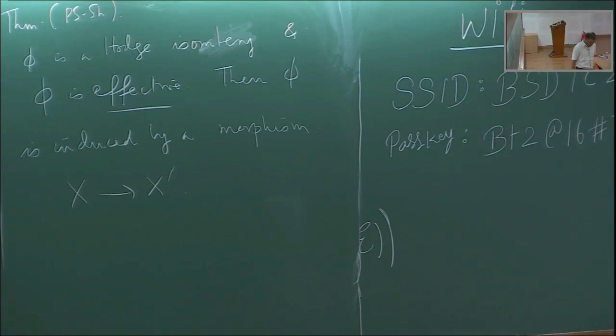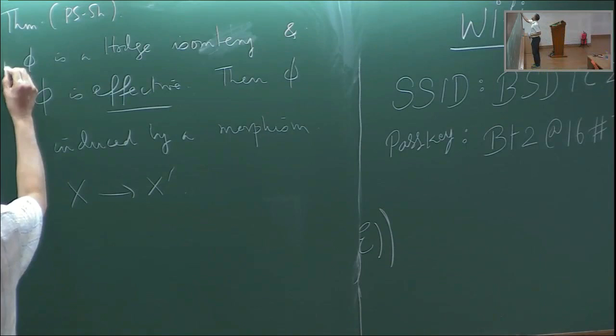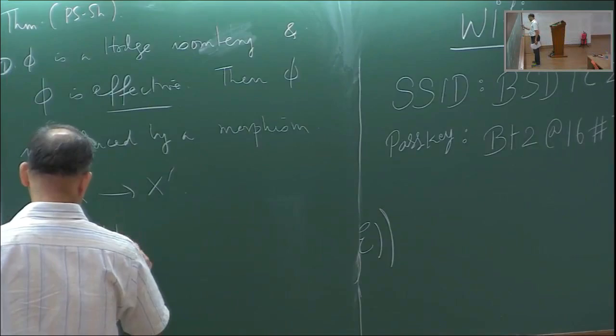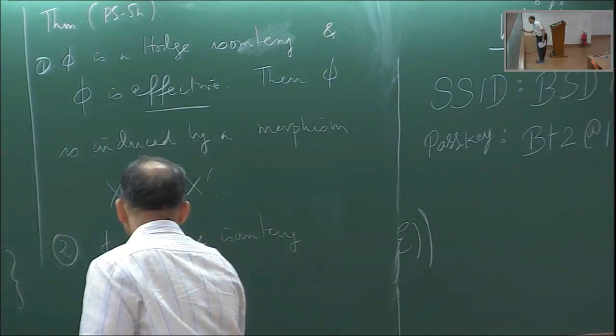Why is this better or stronger or more interesting? No, you actually get the map from knowing what it does on the cohomology. You're just saying that you get the map if you know that there is a map of cohomology groups which preserves the Hodge structure and intersection product and which is effective. If you drop the effectivity hypothesis, let me say this is part one: phi is a Hodge isometry implies X is isomorphic to X'.